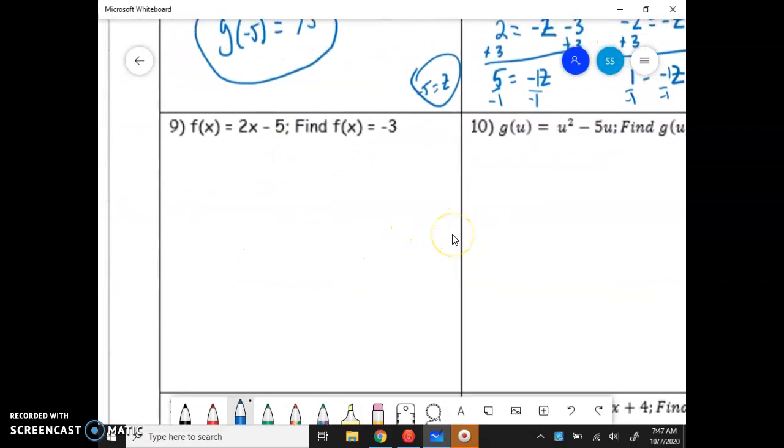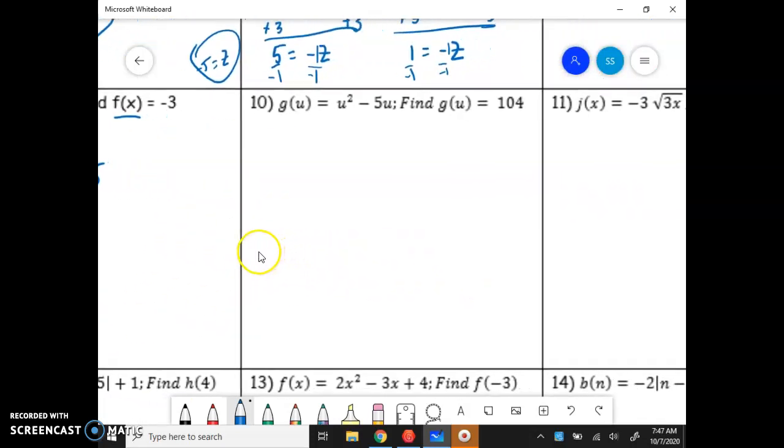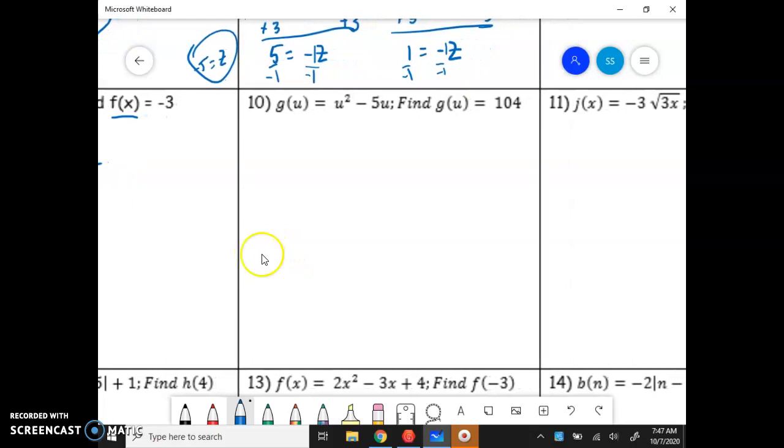Number 9, this one should be really easy because we're going to put this in for y. So this is -3 is equal to 2x minus 5. And now you just have a two-step equation. Let's go ahead and solve for x. Number 10. Okay, number 10, we've got a factor, so I'll walk you through that one.